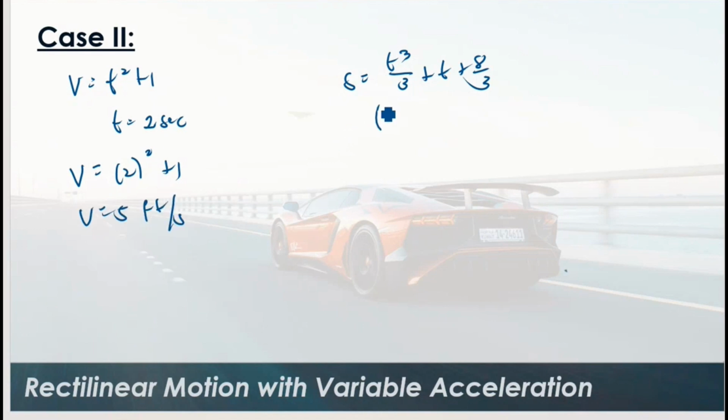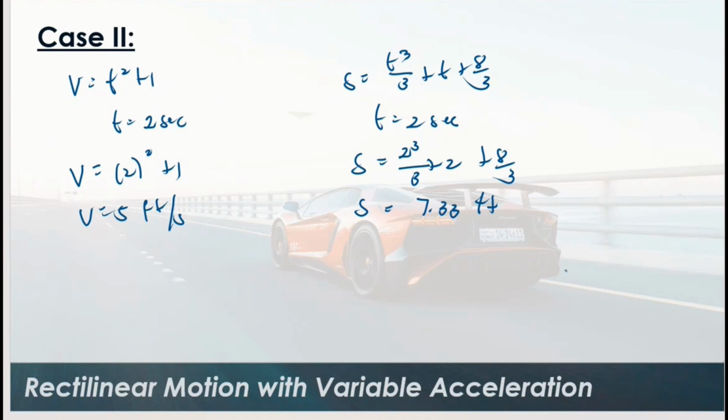v is equal to 5 feet per second. And displacement when t is equal to 2 seconds, s is equal to 2 cubed over 3 plus 2 plus 8 over 3. s is equal to 7.33 feet. So these are the answers to our problem, because we are asked to determine the velocity and distance. Let's assume that it is in 2 seconds. So these are the answers.